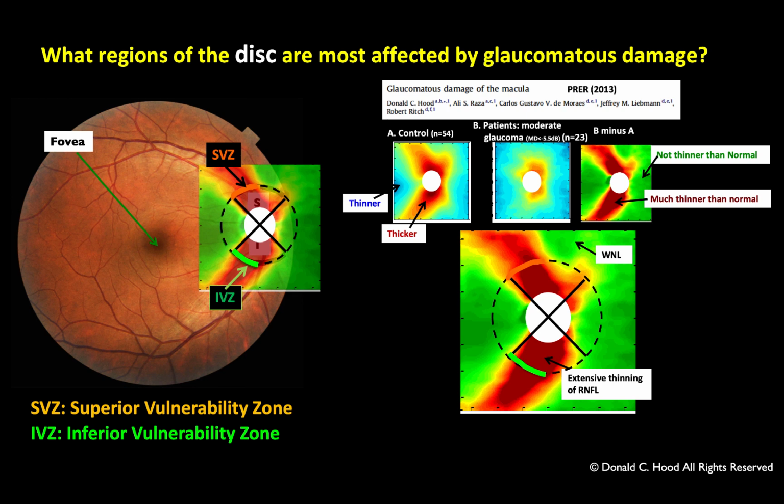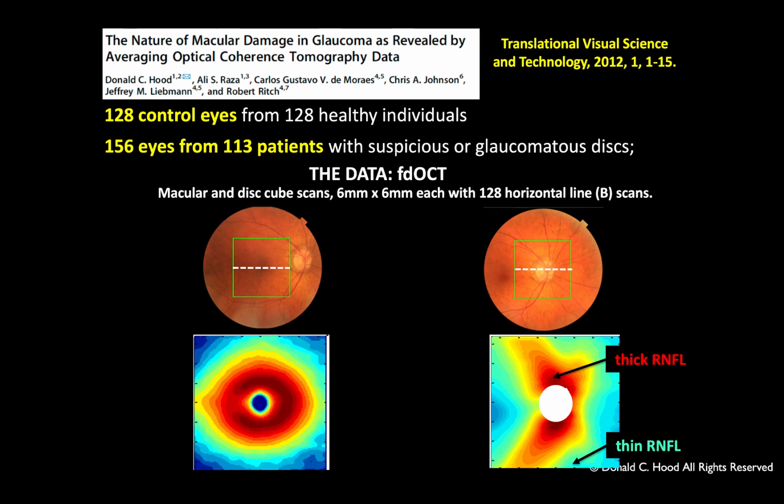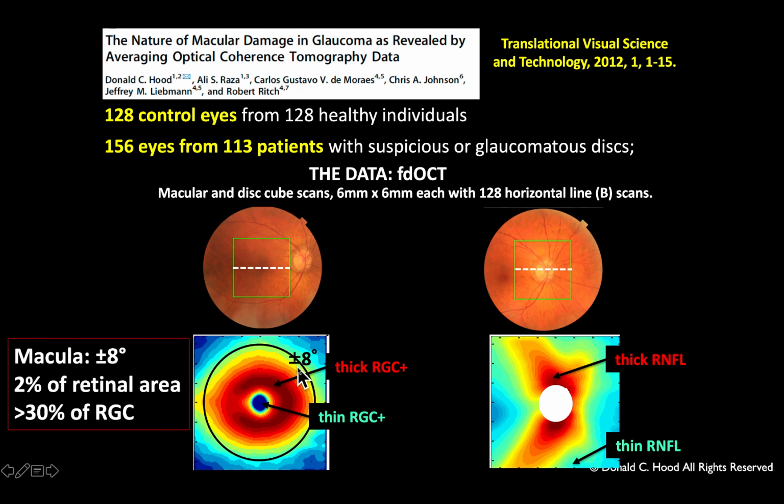The question we were just dealing with is what regions of the disc are most affected. Well, what about the macula or central retina? As part of the study, we also had cube scans centered on the fovea. From that, we can get retinal ganglion cell thickness. Dark red is very thick, dark blue is very thin. All of this thickness here is within about 8 degrees of fixation.